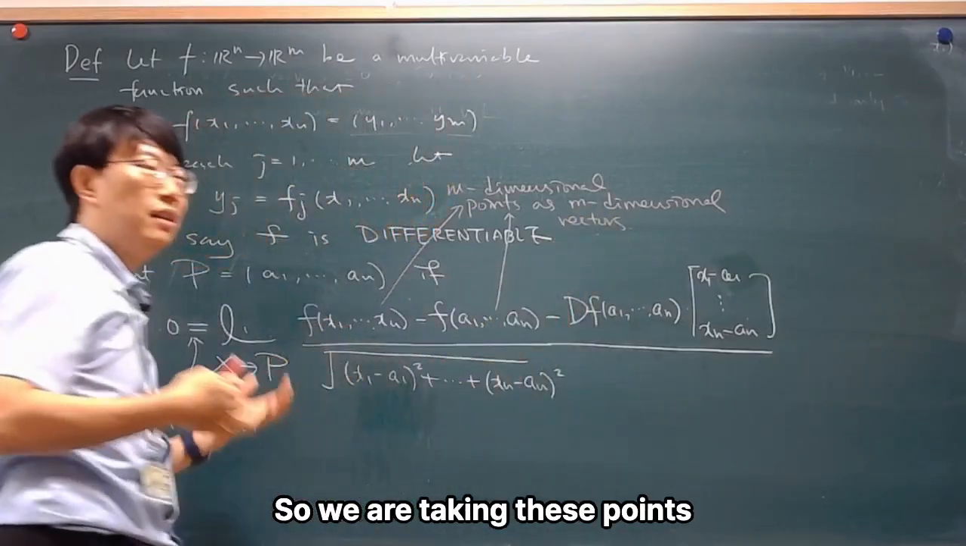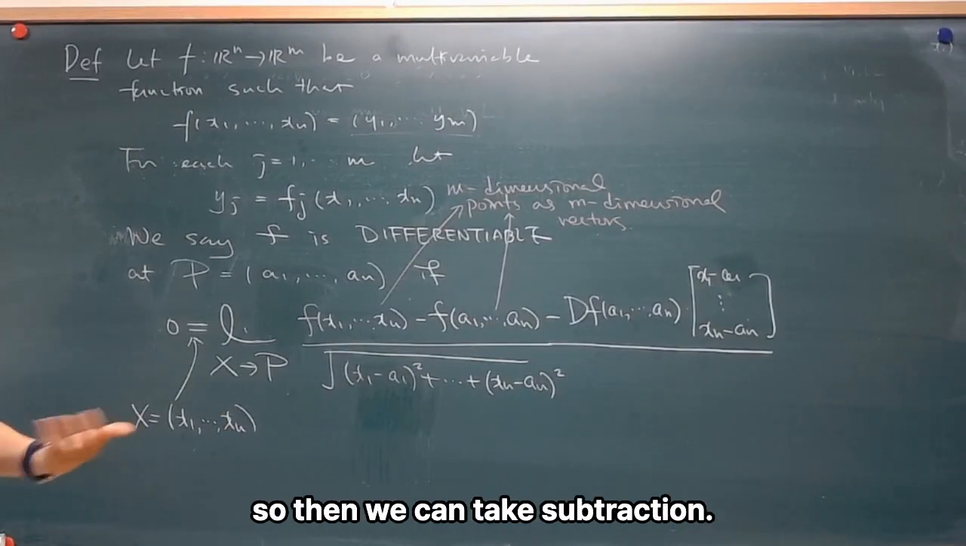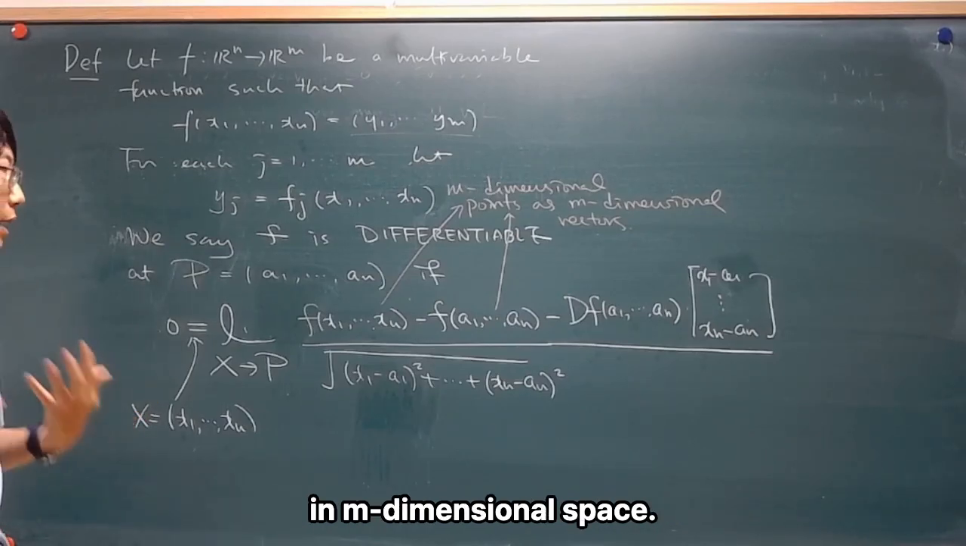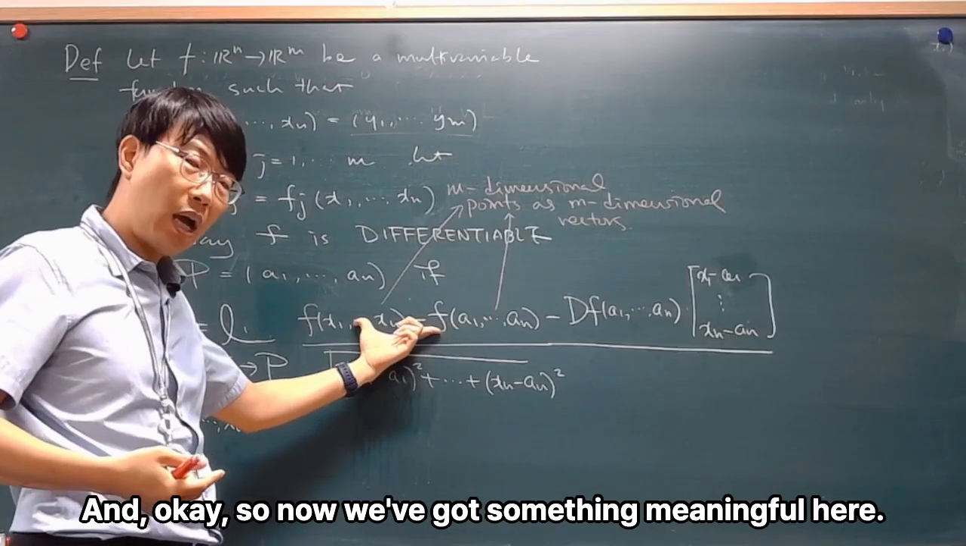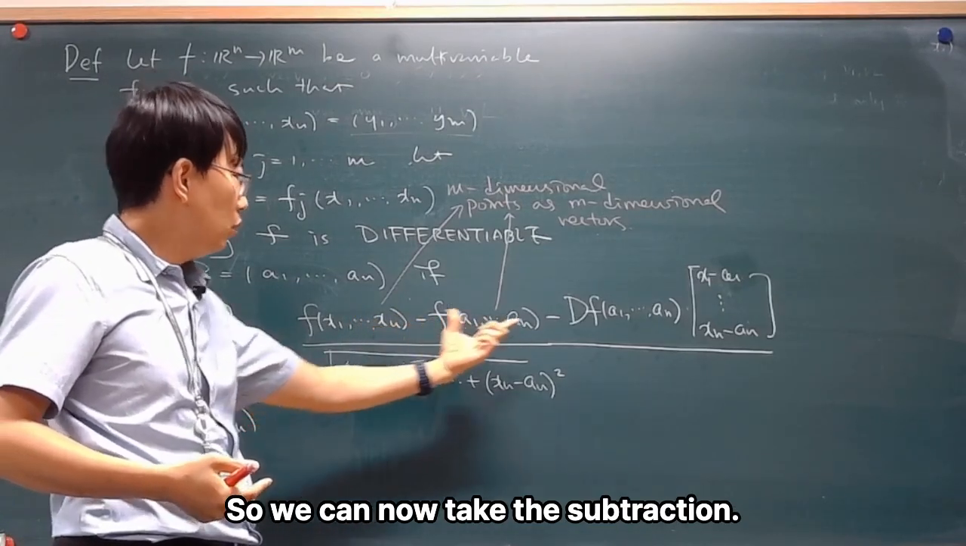So we are taking these points as if they are position vectors. Then we can take subtraction. Actually, we are taking a difference between two points in m-dimensional space. And okay, now we got something meaningful here. So we can now take subtraction. So what does that mean?